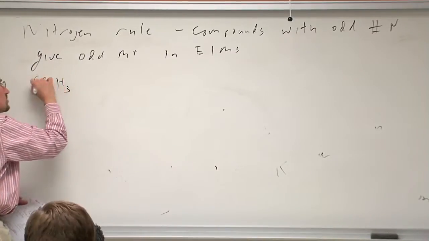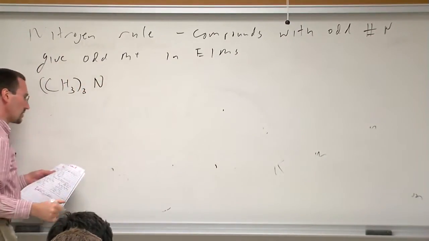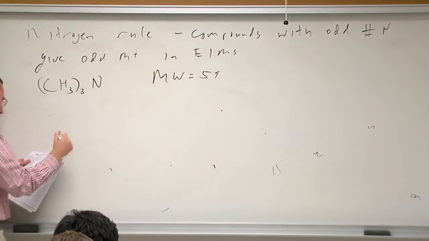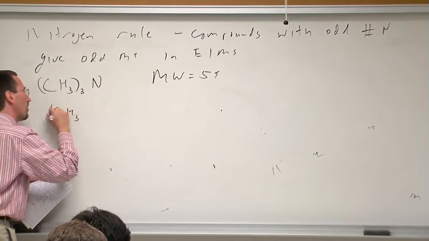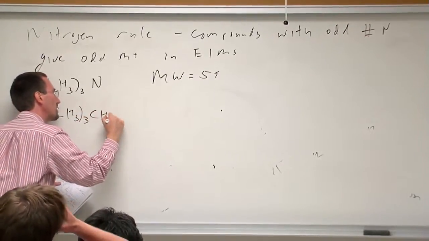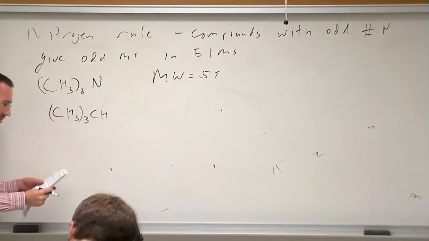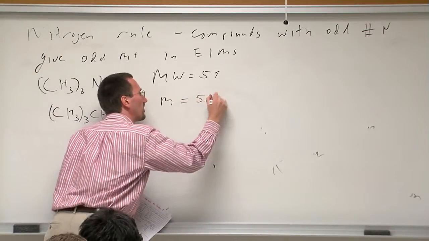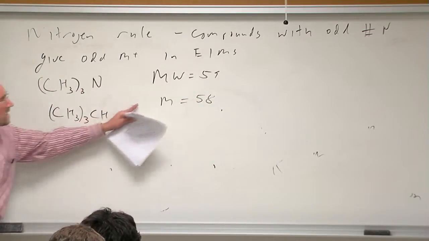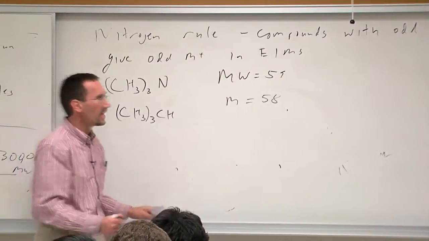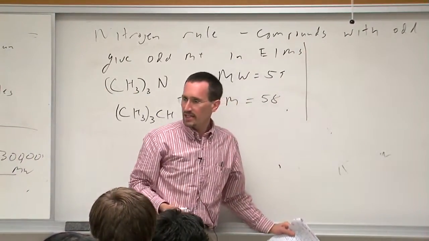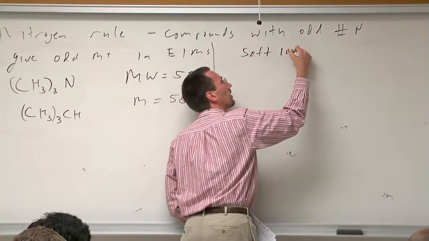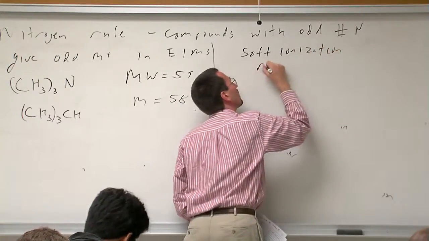In other words, if you look at trimethylamine that contains one nitrogen, its molecular weight is 59. If you look at isobutane, which contains no nitrogens, it has a molecular weight of 58. And you'd say, okay, that's in the EI mass spec, and everything turns on its head in the soft ionization. It's reversed.